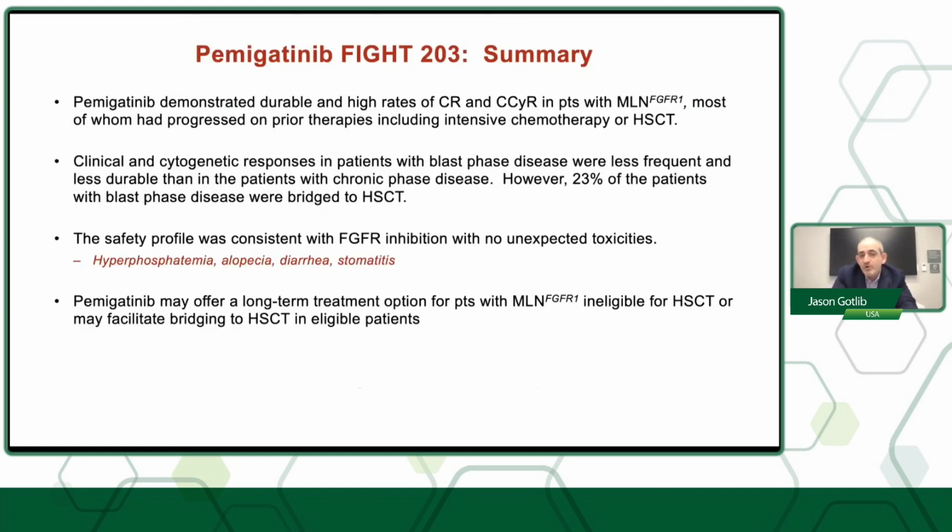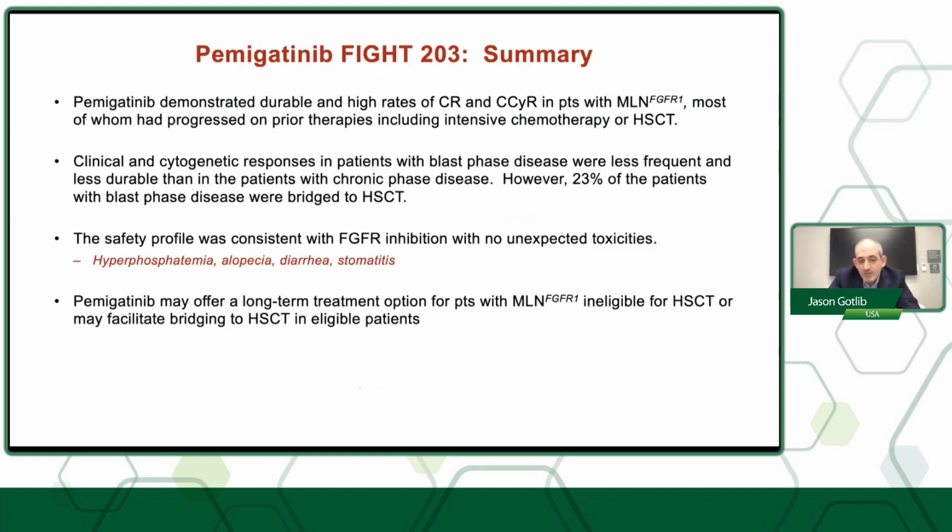So the summary of the FIGHT-203 trial showed, again, high rates of clinical and cytogenetic responses, and these are patients who, for the most part, had at least one prior treatment. Again, the responses in blast phase disease are less durable. Having said that, a fair amount of patients on study, whether it be chronic phase disease or including blast phase disease, were transitioned to transplant, and pemigatinib was used as a bridge in that regard.